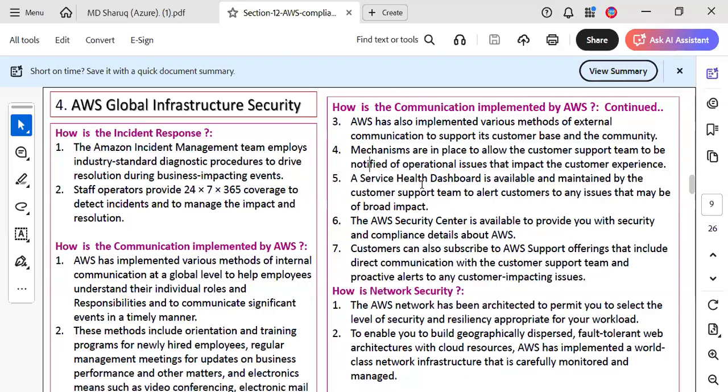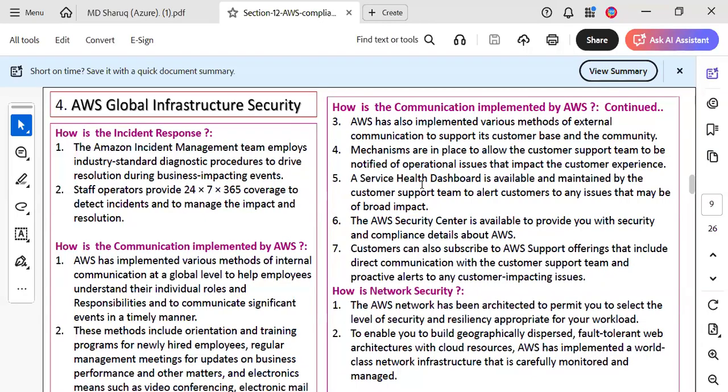Staff operators provide 24/7, 365 days coverage to detect incidents and to manage the impact and resolution. Let us say you are working with EC2, and it is not accessible. What are you going to do? You need to raise the incident with the free tier account. That is the policy.